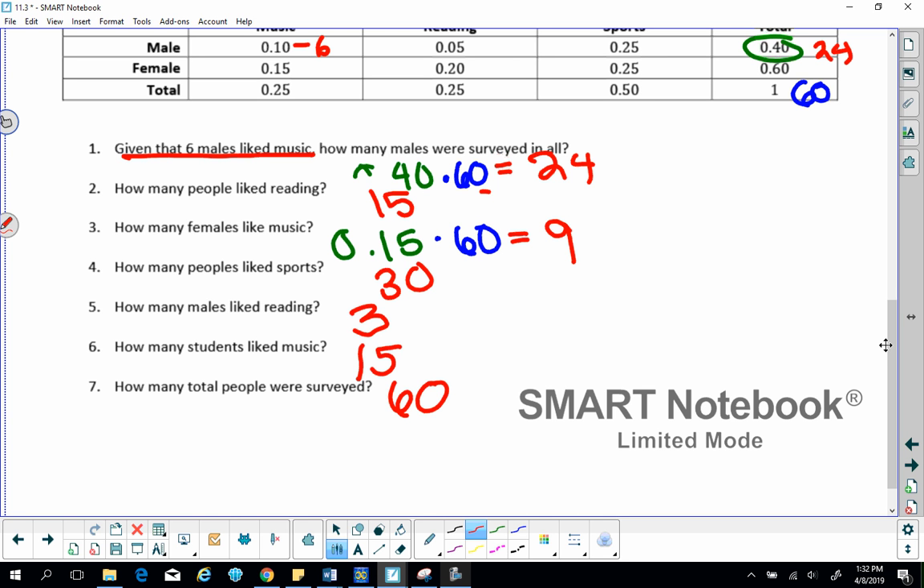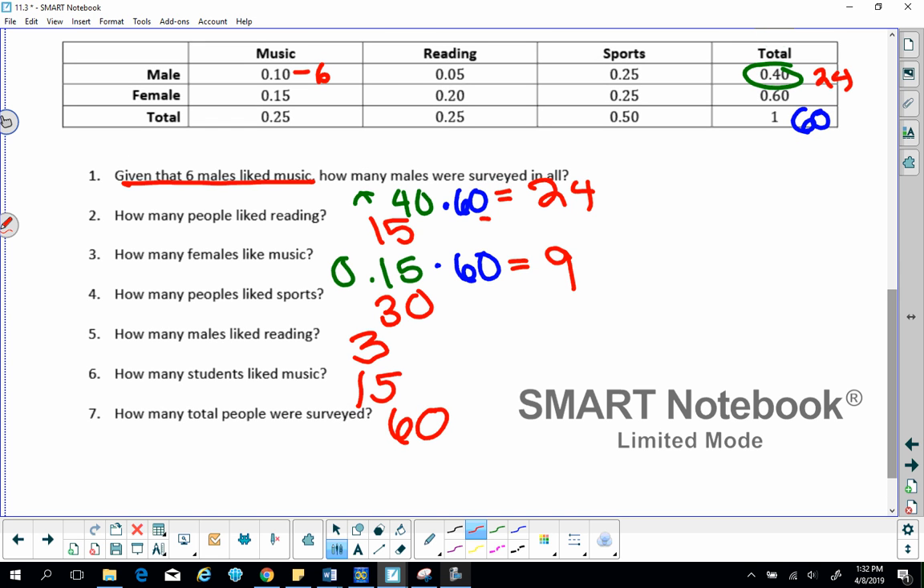What's marginal frequency? Marginal frequency, the outside. What's joint frequency? Inside. That's why a lot of people get it wrong. What is conditional? Marginal is the outside, joint frequencies make up the data, and conditional is like out of the marginal. So conditional is like the joint divided by the marginal.